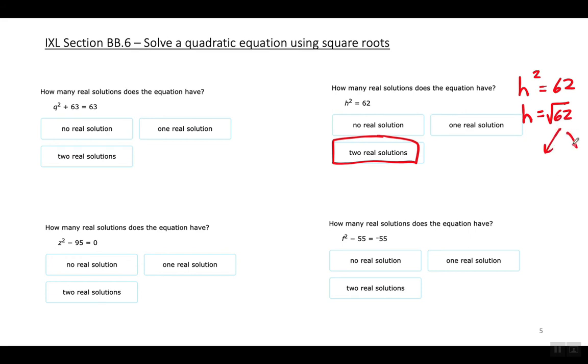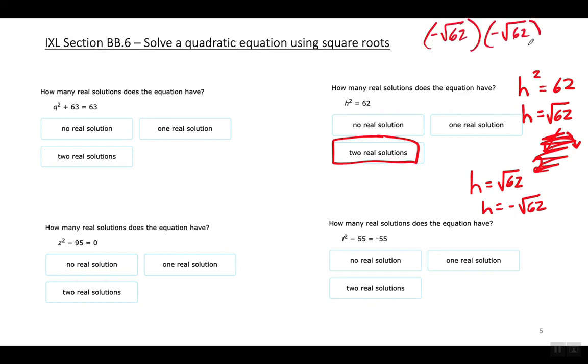If I simplify this any further, let me check if I can. Actually, you cannot. You can't simplify this any further. All right, so the two solutions would be h equals positive square root of 62 and h equals negative square root of 62. Because if I multiply negative square root of 62 times negative square root of 62, notice the negative sign is outside the radical sign.